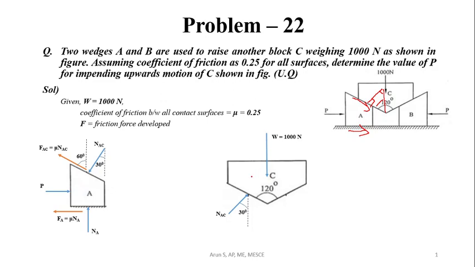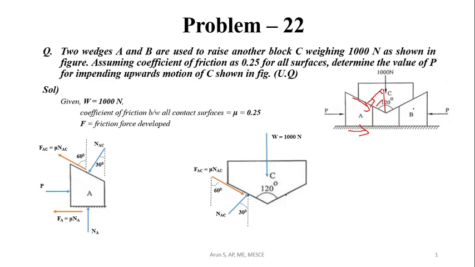Now, the friction force at the wedge contact surface acts in just the opposite direction. Clear. That is in the opposite direction. FAC will be mu into NAC, and this makes an angle of 60 degree with the vertical. That is the geometry.